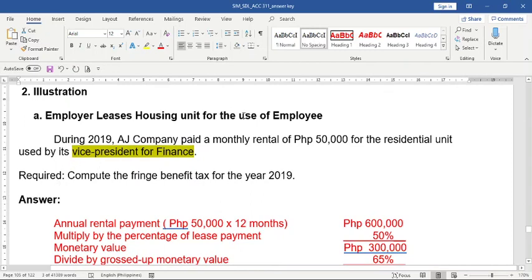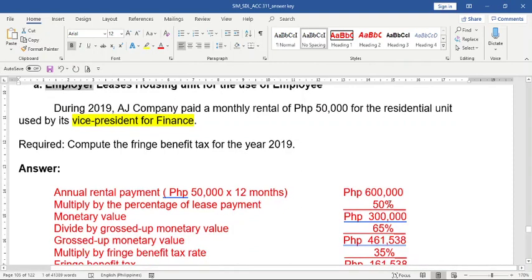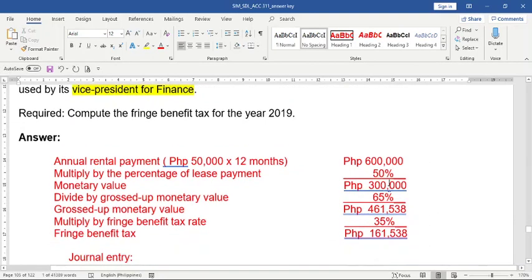The owner of the housing unit is the employer. There is no transfer of ownership to the employee. So the annual rental payment is multiplied by 50%, the lease payment. So your monetary value now is 300,000.